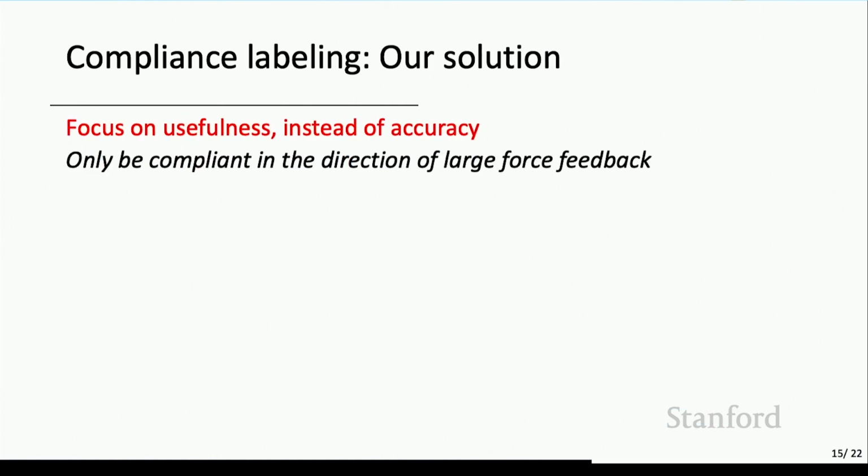So our solution is, instead of attempting to precisely recover what compliance the human was using, we chose to find one compliance profile that is actually very useful. It's useful enough, and our strategy is very simple. Our robot is only compliant in the direction of large force feedback. Right? So that means you look at your data set, and at any time instant, if you see a large force, that means you can set the robot to be very soft in that direction, use a low stiffness. In all other directions, you make the robot very rigid. Okay.